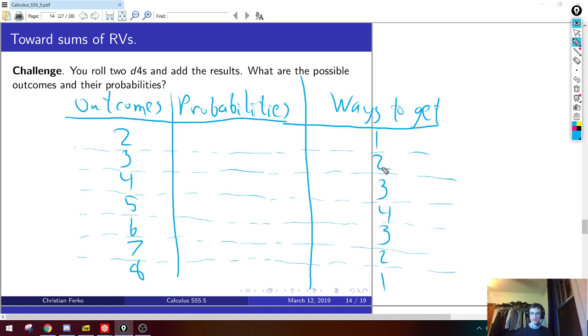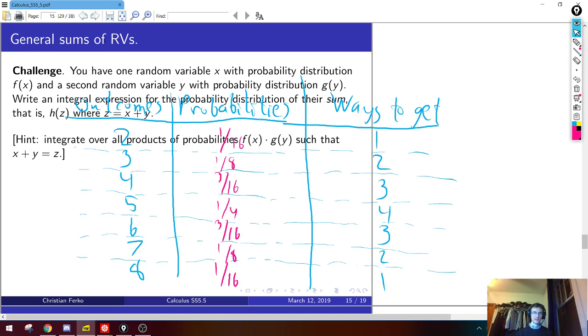Alright, so is this now correct? 1 plus 2 is 3, 3 plus 3 is 6, 6 plus 4 is 10, 10 plus 3 is 13, 14, 15, 16. Good, so this must be correct. So the probabilities are just dividing all of these by 16: 1/16, 1/8, 3/16, a quarter, 3/16, 1/8, 1/16. Good. I don't know if I even wrote solutions for this.